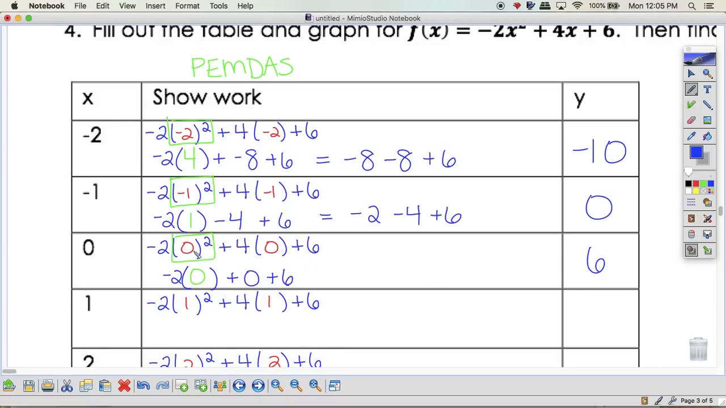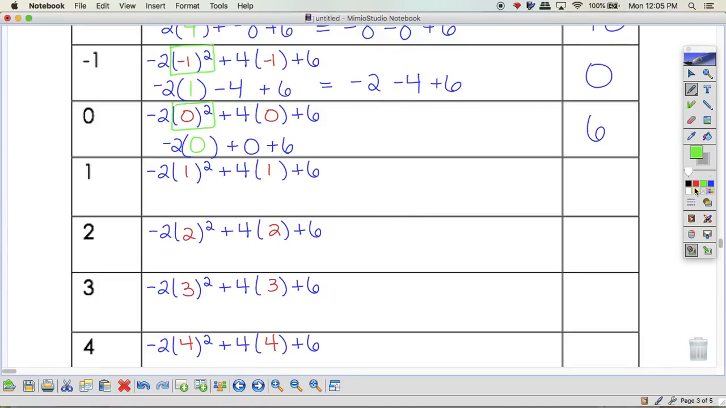Exponent first. Do the exponent first for all of these. 1 squared, exponent first. Negative 2 times 1 plus 4 plus 6. Negative 2 plus 4 plus 6. Okay, this gives me 2 plus 6 is 8. Okay, pause the video if I'm going too quickly for you.